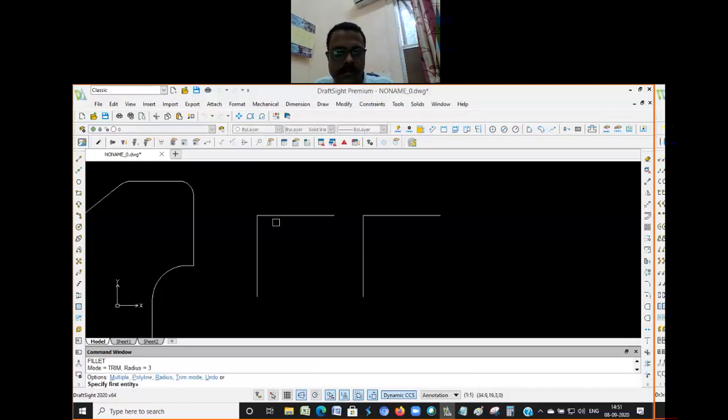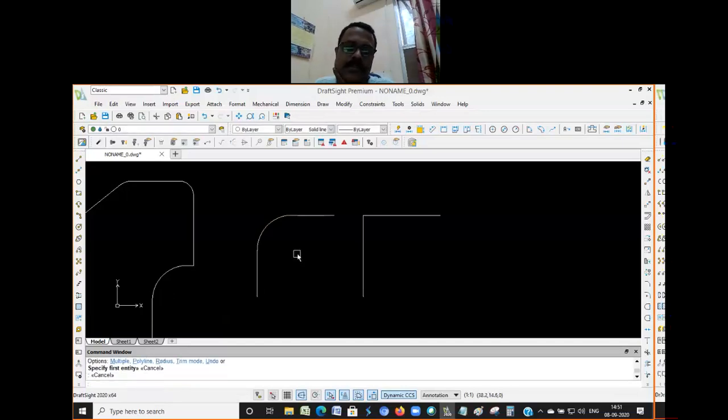Fillet. My radius is 3 millimeter here. I keep it as 5. First entity, second entity. Okay. Now what will happen if I use the chamfer command?